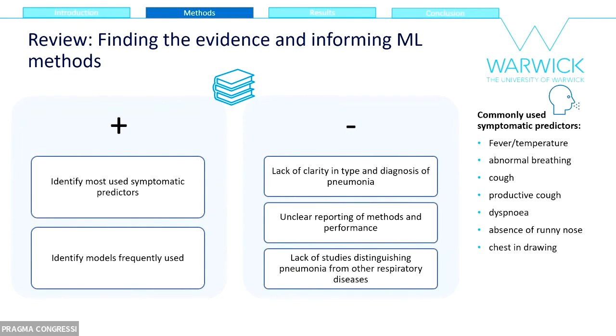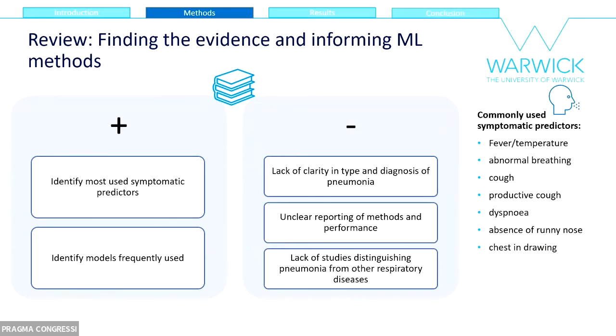So from the review, we were really trying to determine who has tried building machine learning models to detect pneumonia based on symptoms and signs alone. What symptoms did they use? What models did they use? And how did they interpret the performance? So we were successful at identifying the models and the symptoms, which helped us know where to look in our data set. However, there were some issues in the reporting that we identified.